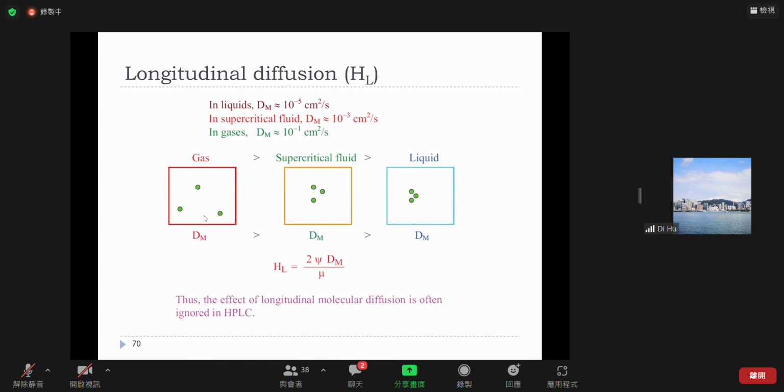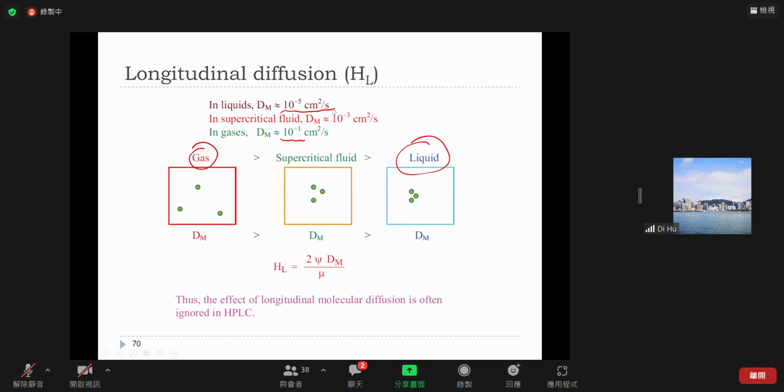Let's look at the diffusion coefficient of gas, supercritical fluid, and liquid. For those who have taken sample preparation, you know about supercritical fluid. But for those who haven't, that's okay. We just ignore the supercritical fluids so far and look at gas and liquid. The diffusion coefficient for gas is 10 to the minus 1 square centimeter per second, and for liquid it is 10 to the minus 5 square centimeter per second. So the diffusion coefficient of gas is about 10,000 times larger than that of liquid.